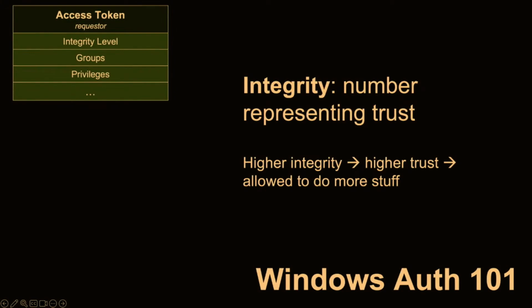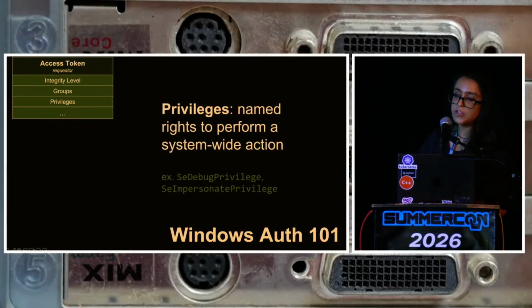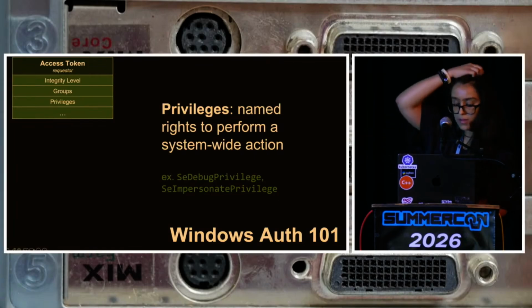So in the access token, you have many things that you can configure. Two of them I put here because they become relevant later down. But integrity levels, you can just think of as a number representing trust. Basically, the higher integrity you have, the higher trust you have, so the more stuff you're allowed to do. And then privileges are just saying that you can do a certain thing in Windows. So SeDebugPrivilege, for example, lets you debug stuff. And then SeImpersonatePrivilege lets you impersonate stuff.